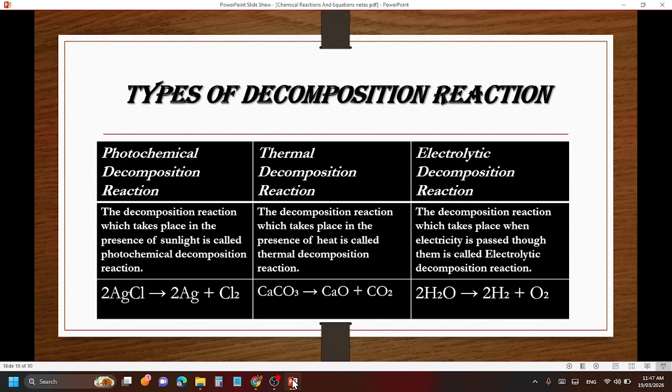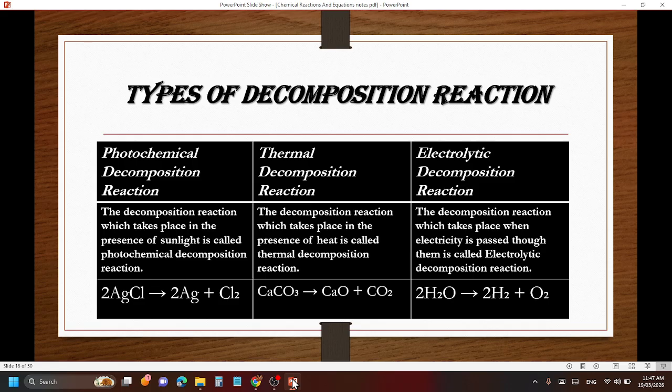That is the first type. Second is thermal decomposition reaction. If we check the word, thermal means heat. The decomposition reaction which takes place in the presence of heat is called thermal decomposition reaction. Simple. If we understand the meaning of the words, then it is easy to explain the definition. You can write it in your own words. For example, CaCO3 gives us CaO plus CO2. That's it, that is the thermal decomposition reaction. Due to heat, the decomposition reaction is called thermal decomposition reaction.